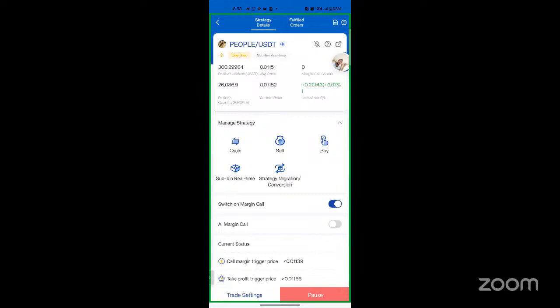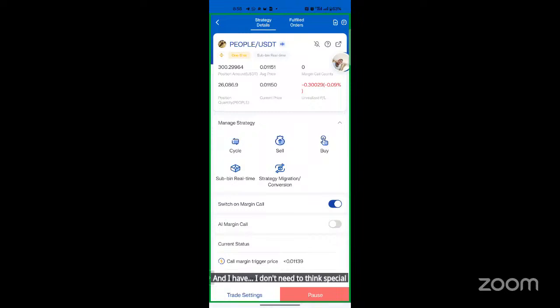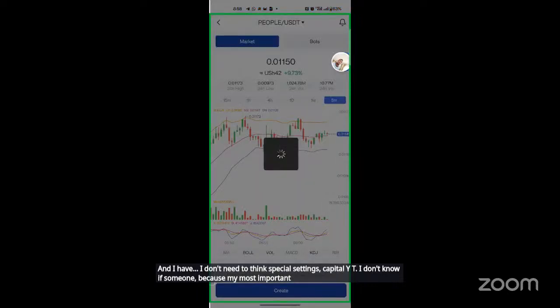Is that hard? I don't need to think special settings, the capital, what. I don't know if someone, because my most important thing on trading is me finding a good entry in the market.